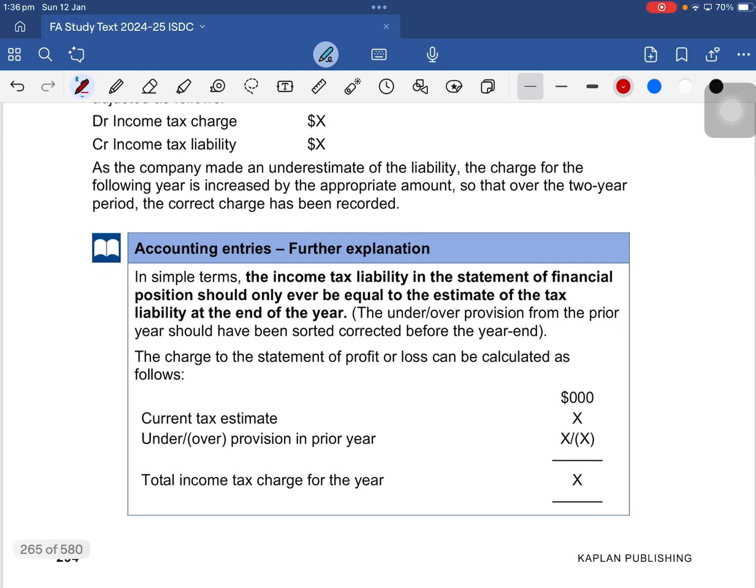Okay, and this is the format to calculate the value. You're going to take the current tax estimate. You're going to add under provision, and deduct over provision, and then you reach this year's tax. That is tax for SOPL. Clear, no? This is SOFP tax, the tax that you show in SOFP. Clear, no? And this is also taken in SOPL. Understood?